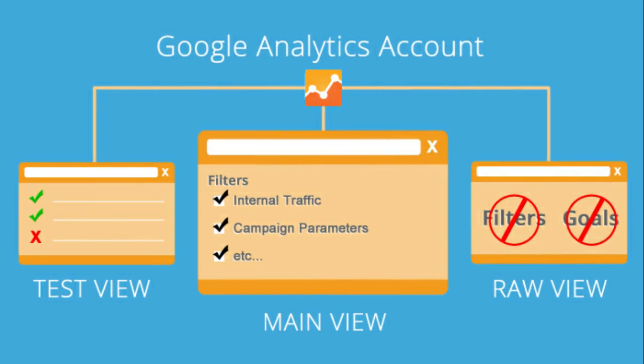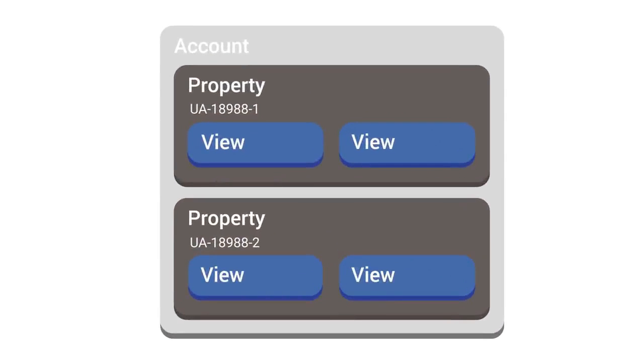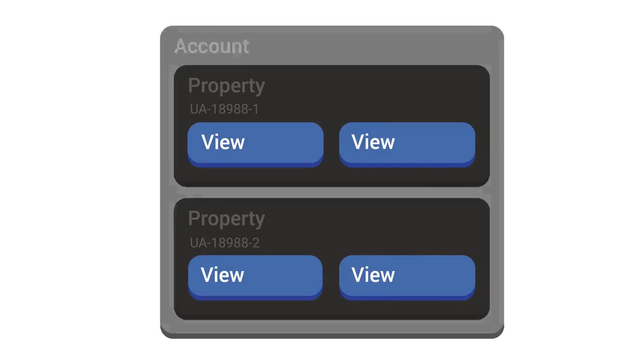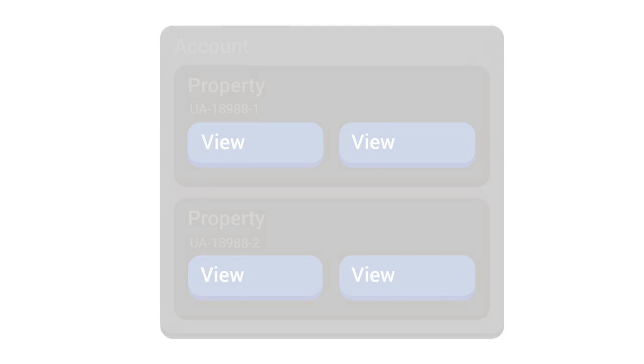You can assign permissions to other users at the account, property, or view level. Each level inherits permissions from the level above it. For example, if you have access to an account, then you have the same access permissions to the properties and views underneath that account. But if you only have access permissions for a view, then you won't have permission to modify the property or account associated with that view.